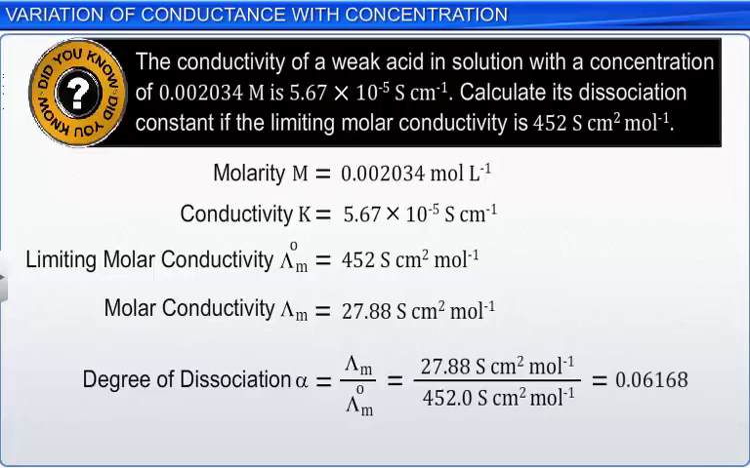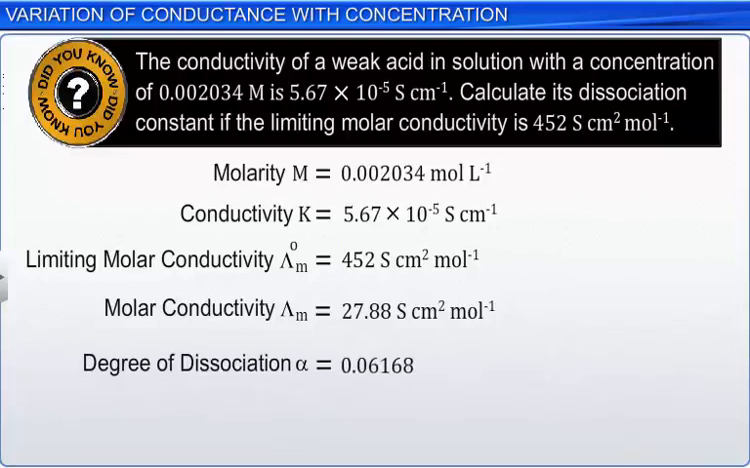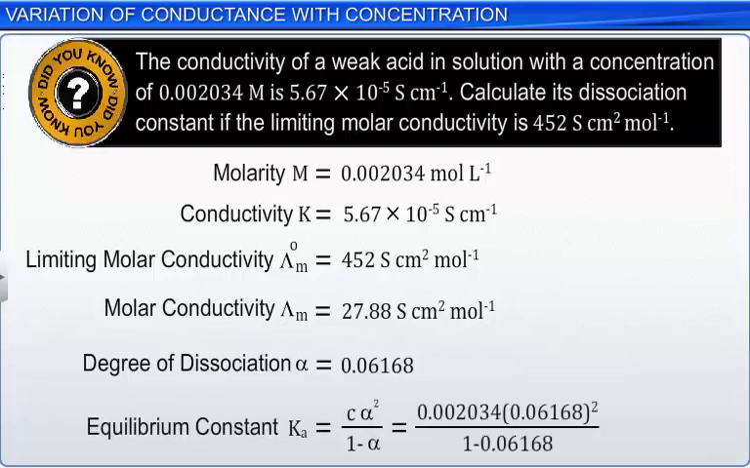With the value of the degree of dissociation in hand, we can use the equation relating Ka and alpha. Substituting the values, we get Ka is equal to 8.25 into 10 to the power minus 6.